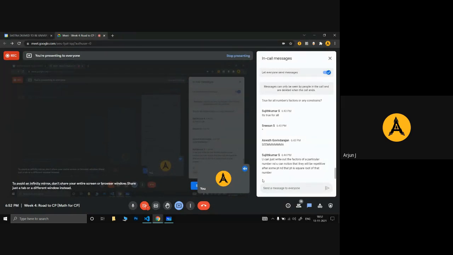So Sujit Kumar has a question. You can just write out the factors of a particular number, and you can notice that they will be repetitive after some point, and that point is the square root of that number. Oh, that's not a question. Oh, okay, he's giving us some information. Okay, fine. Thank you so much, Sujit.